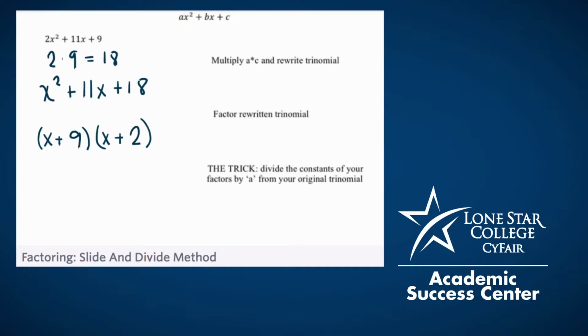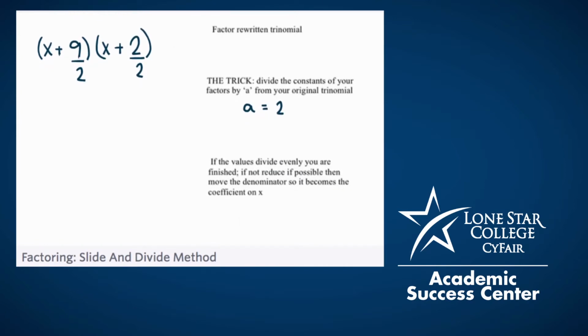So next step is the trick to using the slide and divide method. You'll divide the constants of your factors by a from your original trinomial. And if we look at our original trinomial, our a is equal to 2. So what you're doing is dividing each constant in your factor by 2. Now once this is done, you have to consider the fractions that are created. If the values divide evenly, you're finished. But if they're not, you have to do a little work.